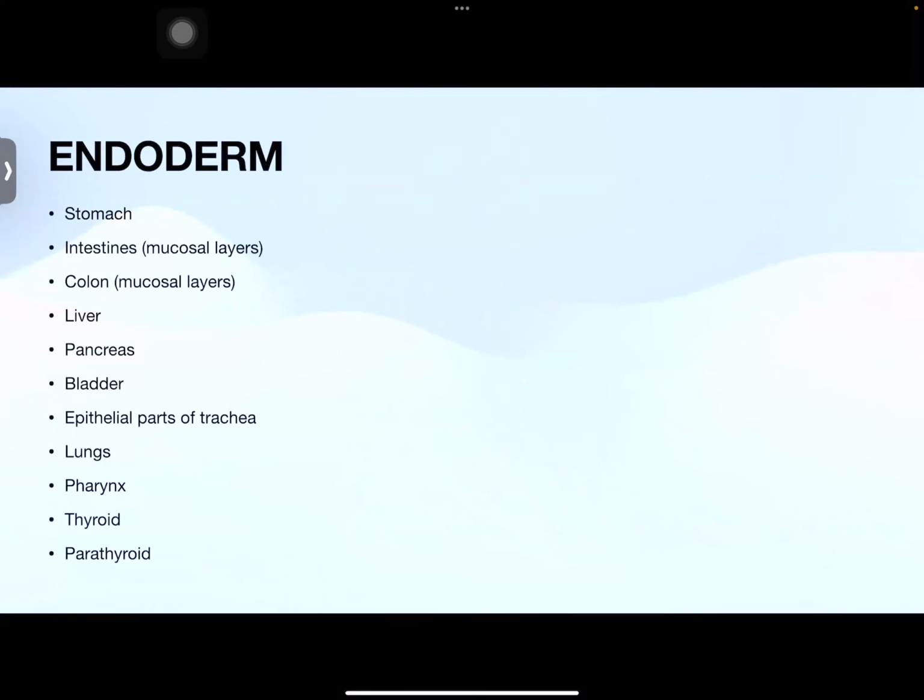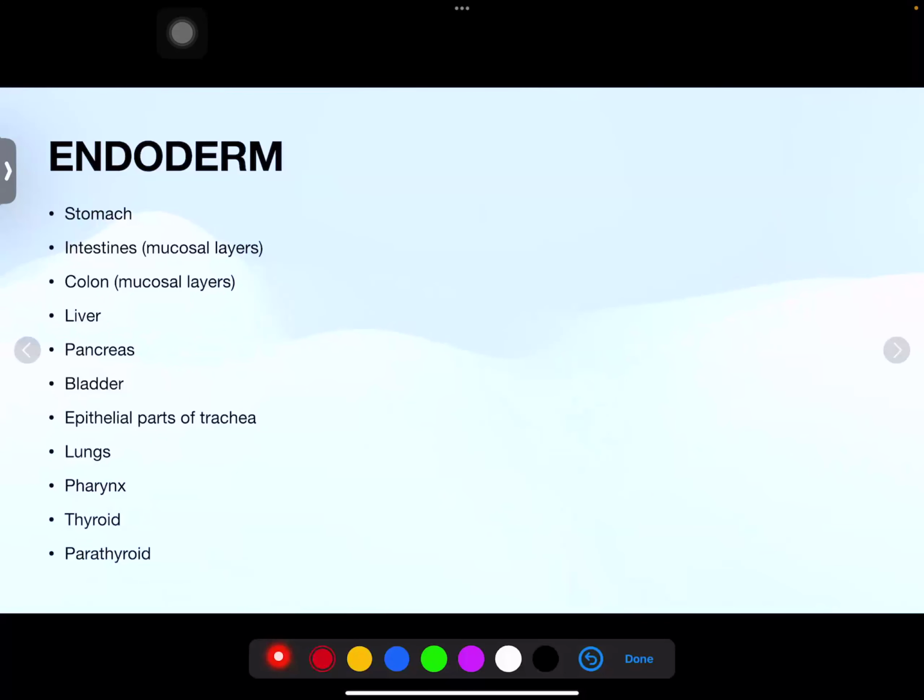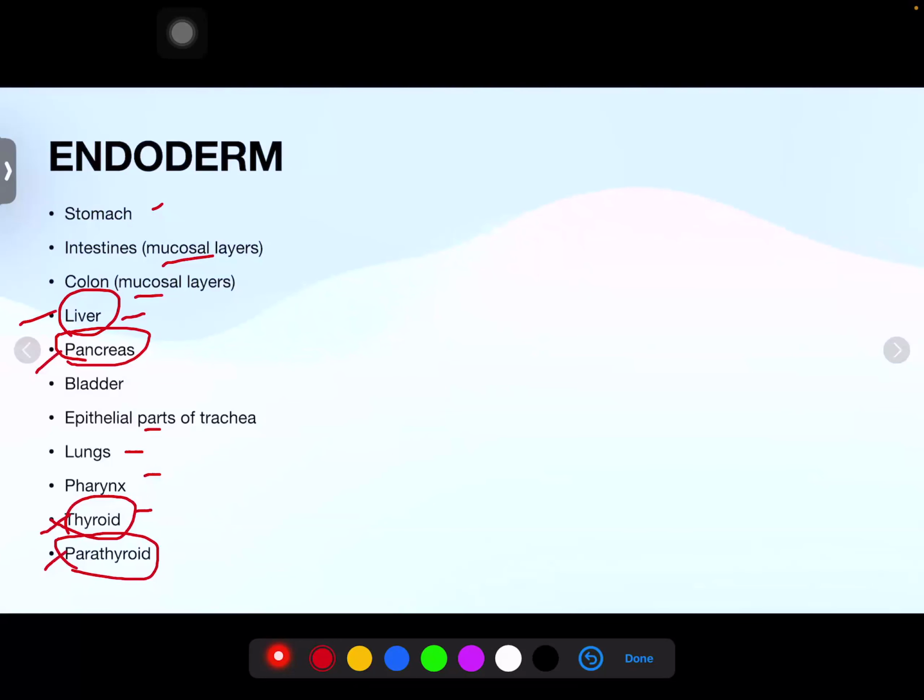Okay. Now the endoderm. Endoderm is actually very, very easy. All the inner linings, you can say the stomach, the intestine, mucosal layers, colon, liver, pancreas, bladder, epithelial parts of trachea, lungs, pharynx, thyroid, parathyroid. So basically all the inner organs, the GIT organs, the liver, pancreas, they develop from the endoderm.